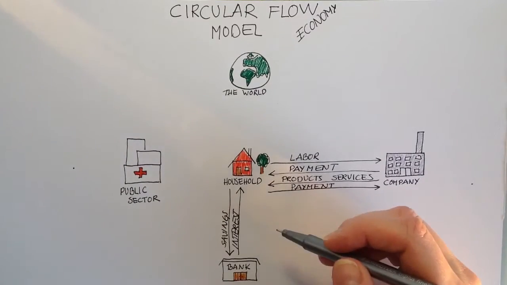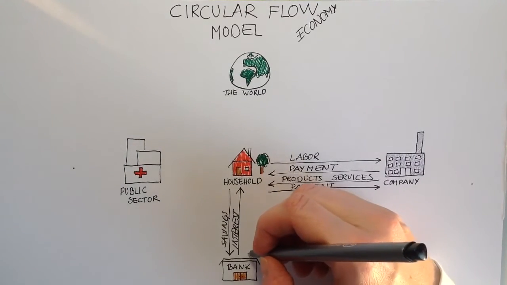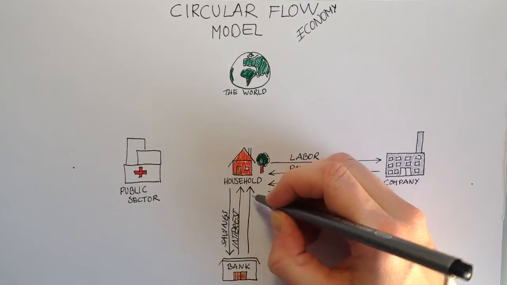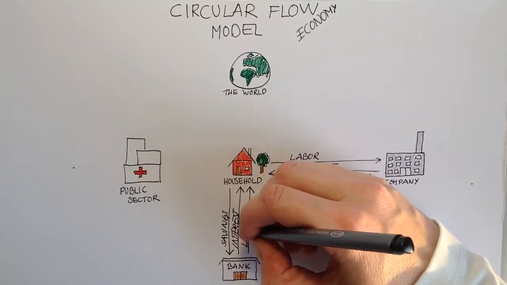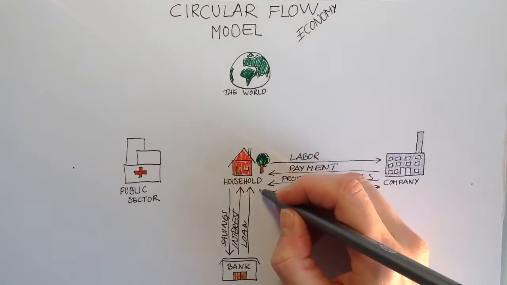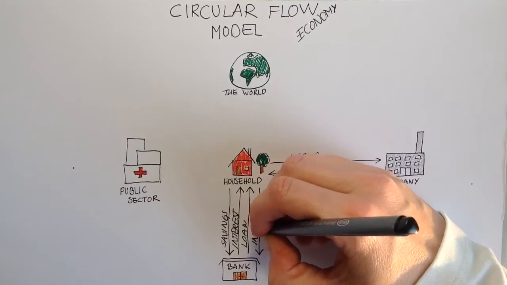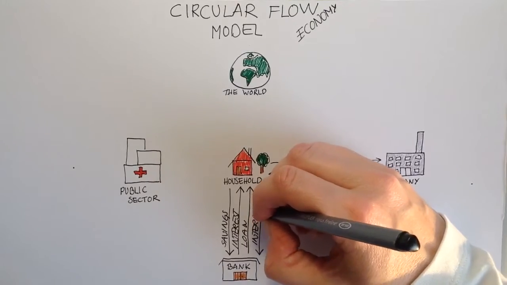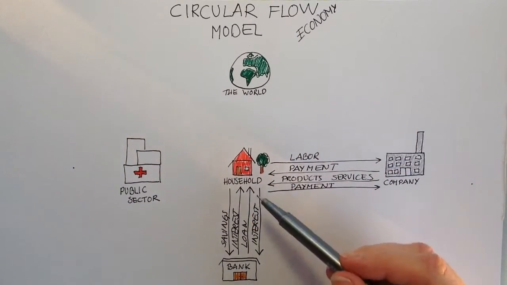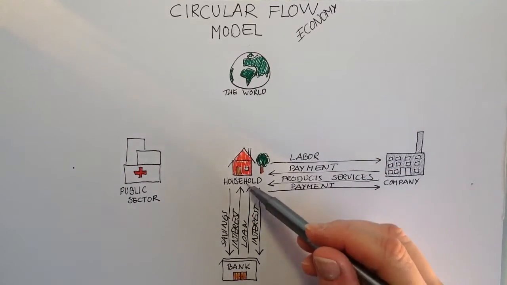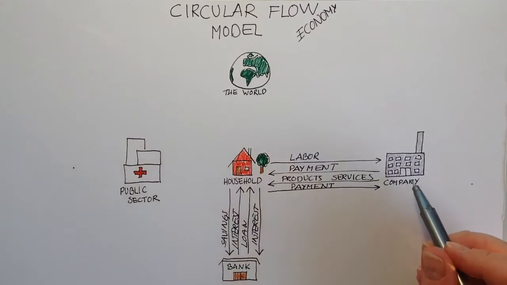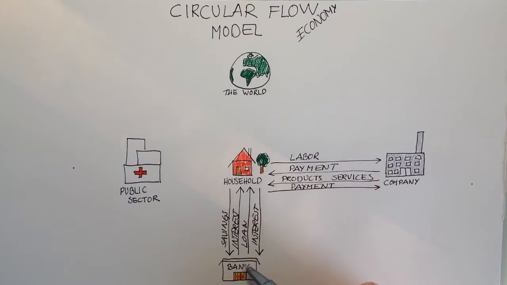But we can also be in a situation where we need a loan from the bank. We get money from the bank. And if we do that, it's we who have to pay the interest. So we can see that the household and the bank, they are connected by these things. But the company and the bank, they have the same situation.